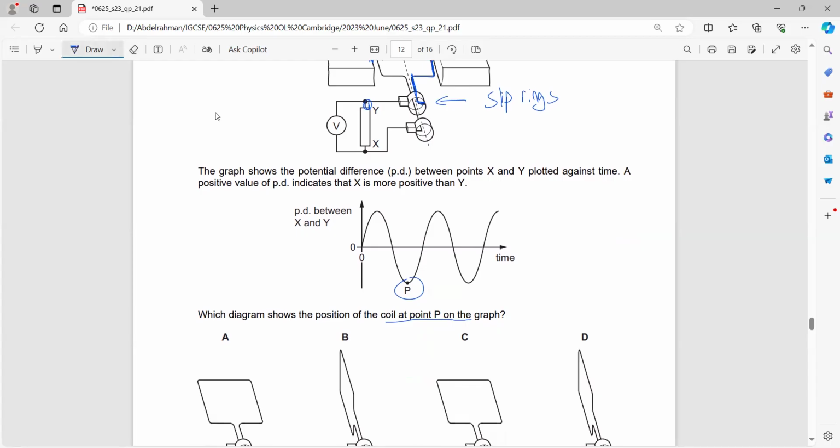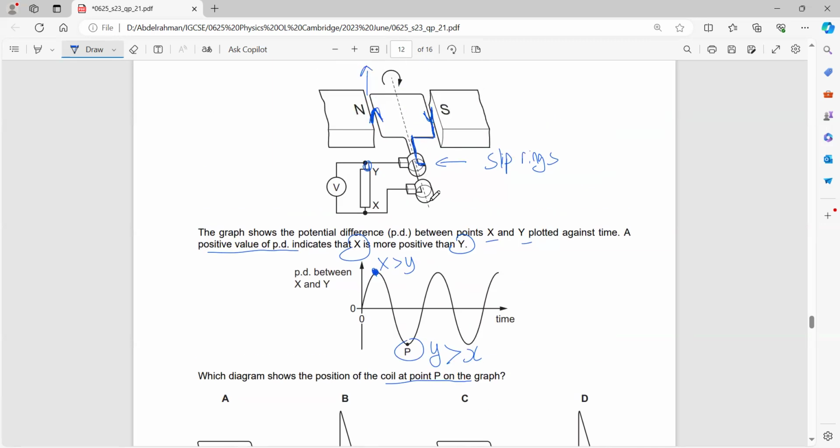Let's look at the graph. What does the graph tell us? It shows the potential difference between x and y plotted against time. A positive value of potential difference indicates that x is more than y. So, for example, at this point, x has to be greater than y. Therefore, a negative value means that y is greater than x, which is the case in the diagram.